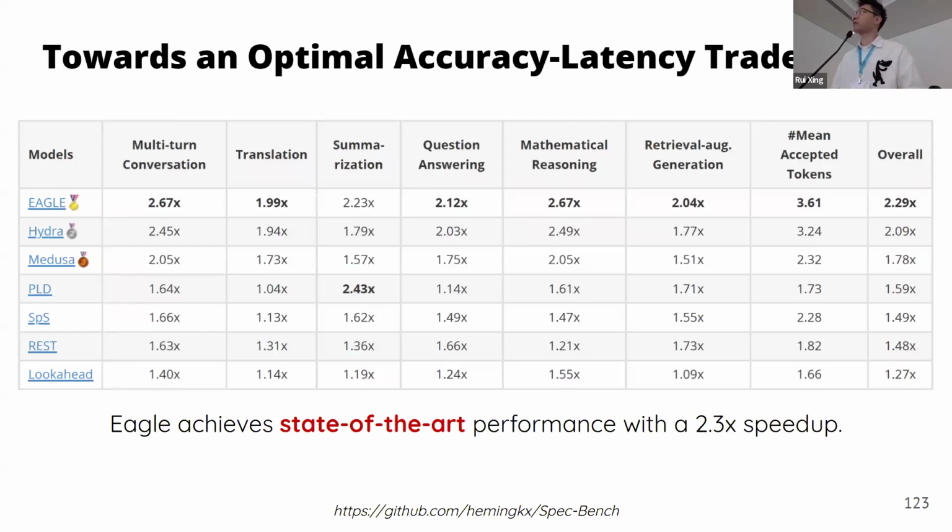But in most scenarios, Eagle is the best method, and it is a very general method for language generation.